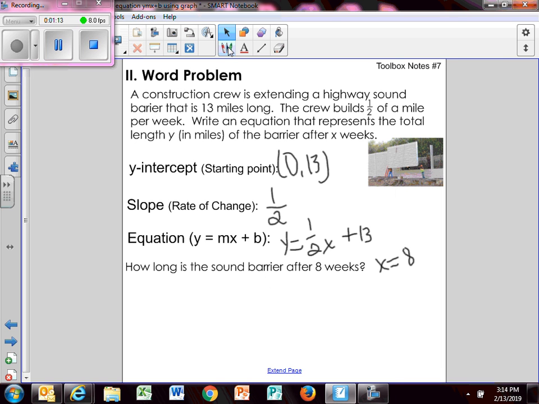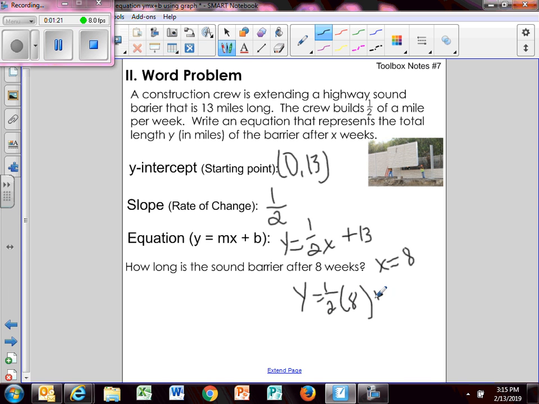So when I plug that in there, y equals 1/2 times 8 plus 13. Half of 8 is 4, plus the 13. y equals 17. Put a label on there. It would be 17 miles long.